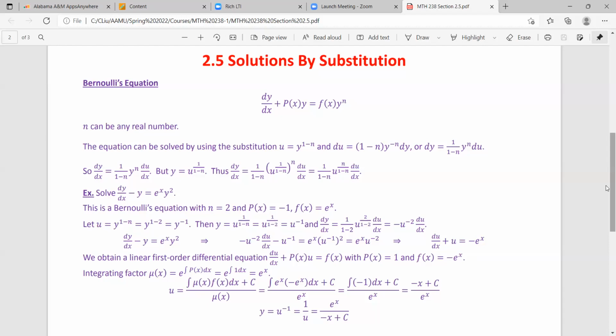Yeah, I have a question. Why did e to the x times negative e to the x equal negative 1? Yeah, as I said, e to the x times negative e to the x should be negative e to the 2x. That's an error in here. Okay. So, yeah, we need to correct that. Any other questions?